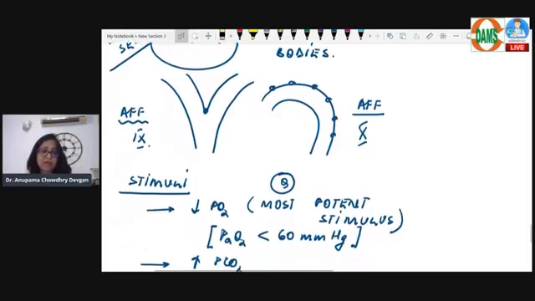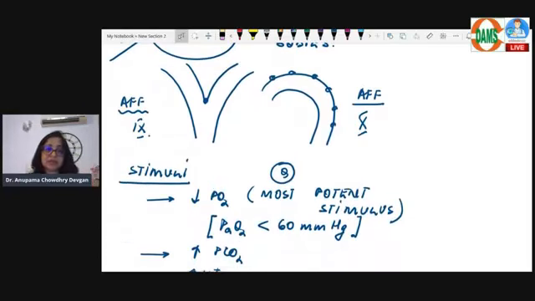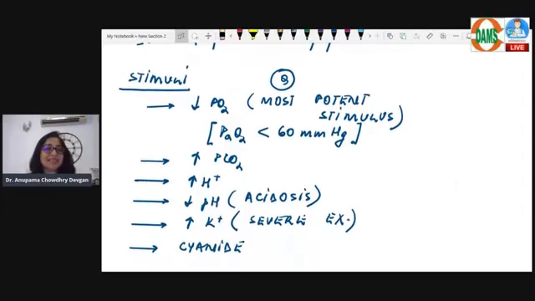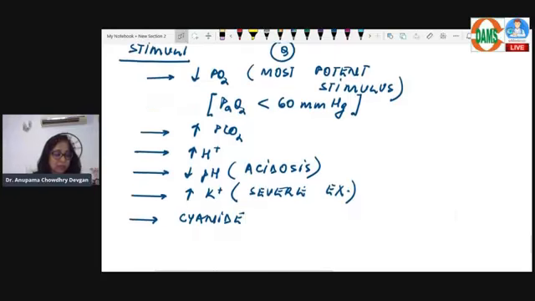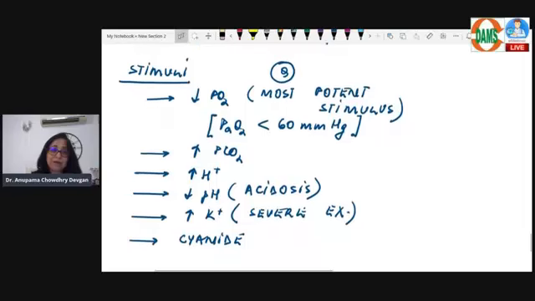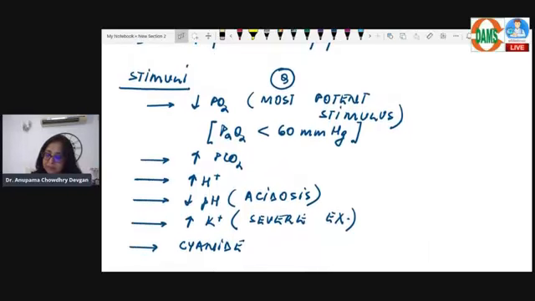What are the stimuli for the carotid and the aortic bodies? A decrease in PO2, increase in PCO2, increase in H+, decrease in pH. Increase in K+. Increase in K+ occurs in severe exercise, and also cyanide poisoning. In severe exercise, potassium tends to come out of the muscle cells. There is loss of potassium from the muscle cells, and that is what causes an increase in potassium, but that is in severe exercise. This is the stimuli for the peripheral chemoreceptors.